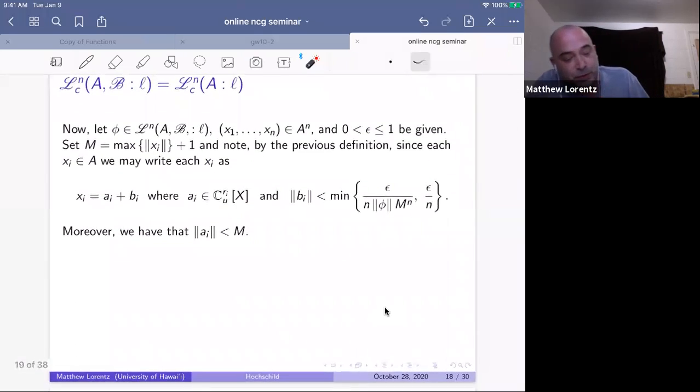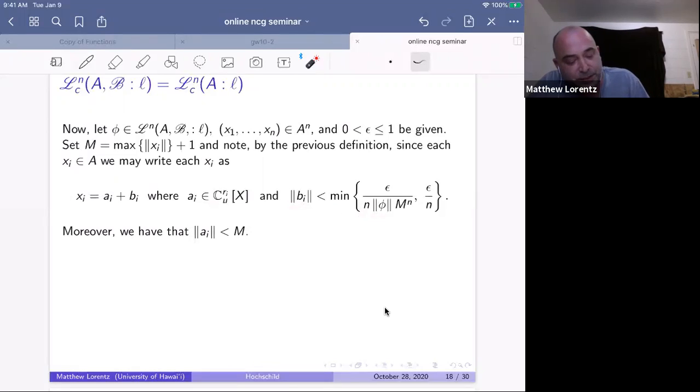So first we'll take a phi in the L-infinity multimodular maps and a vector in A^n, and we're going to let epsilon be between 0 and 1. We're going to set M to be the max of the norm of all of these x_i's, and then we're just going to add 1 to it. And then by the previous definition, since these are all in the uniform Roe algebra, we can break them apart. So each x_i equals a_i plus b_i, where a_i is of finite propagation, and b_i we can make as small as we want. So we're going to take the minimum over that.